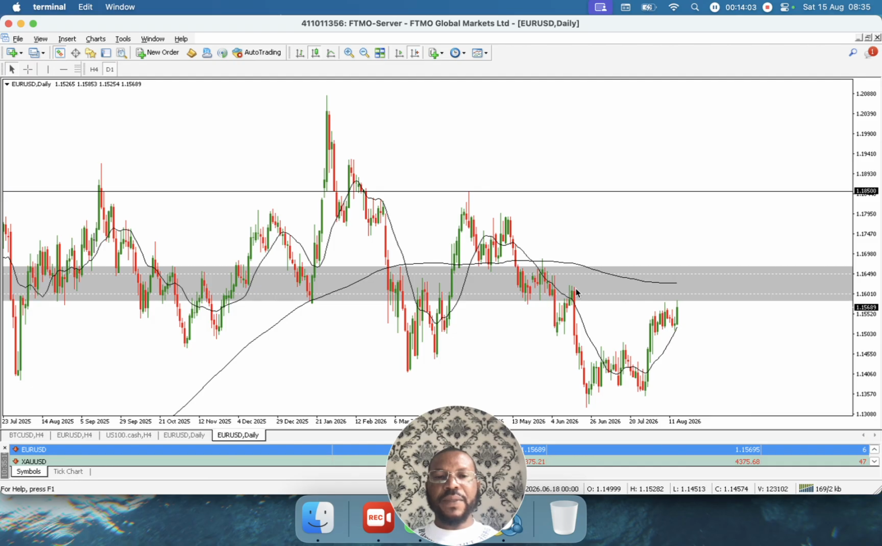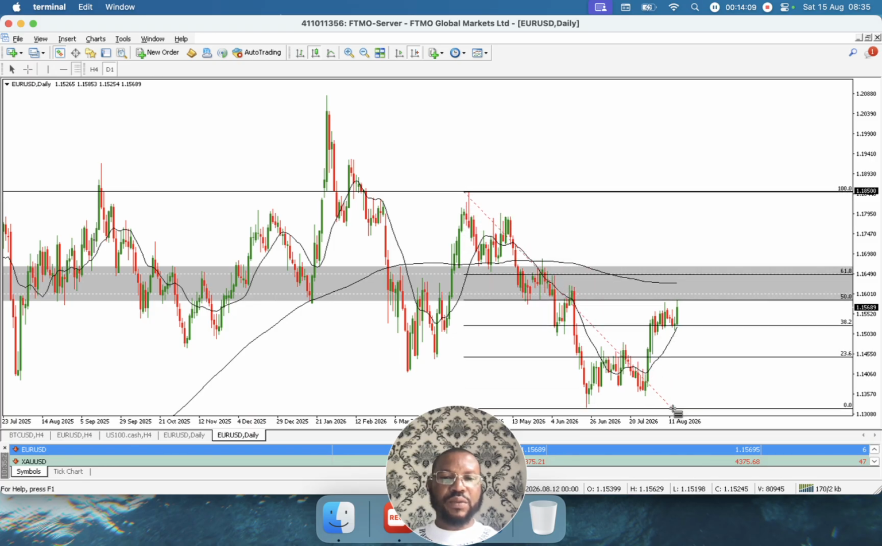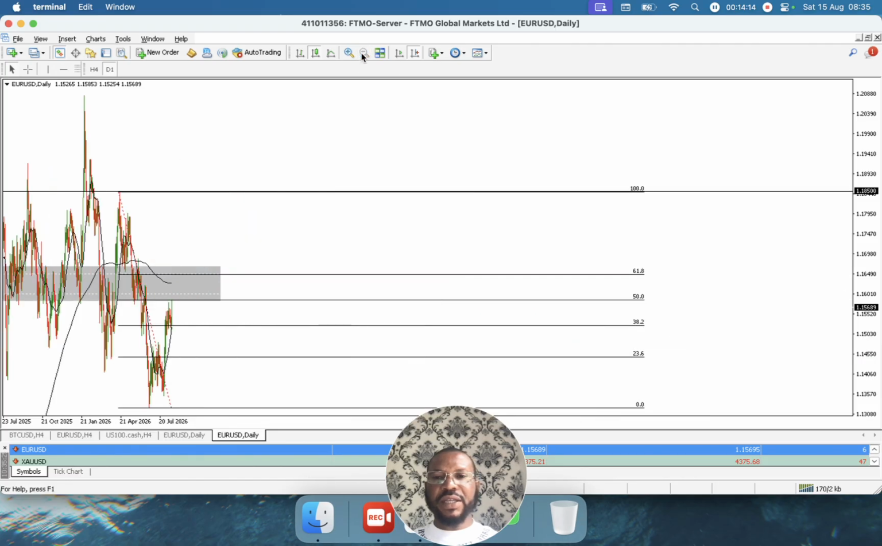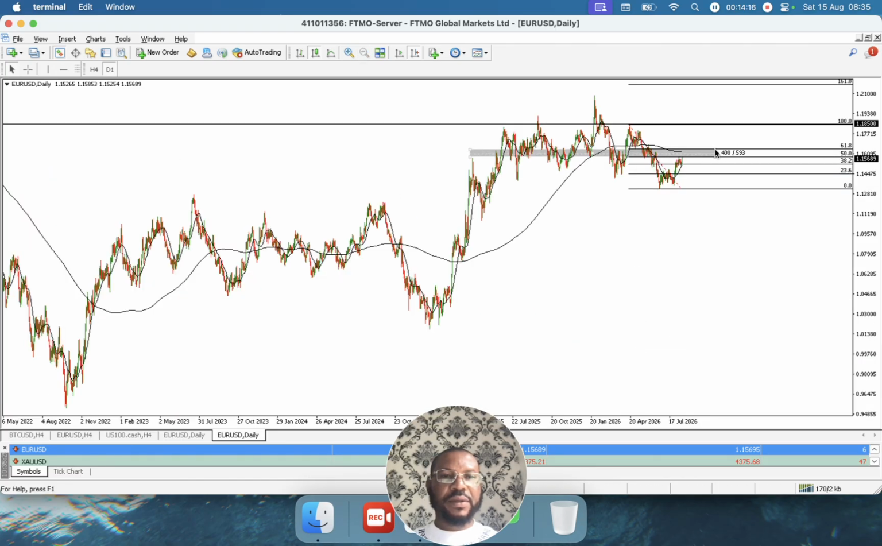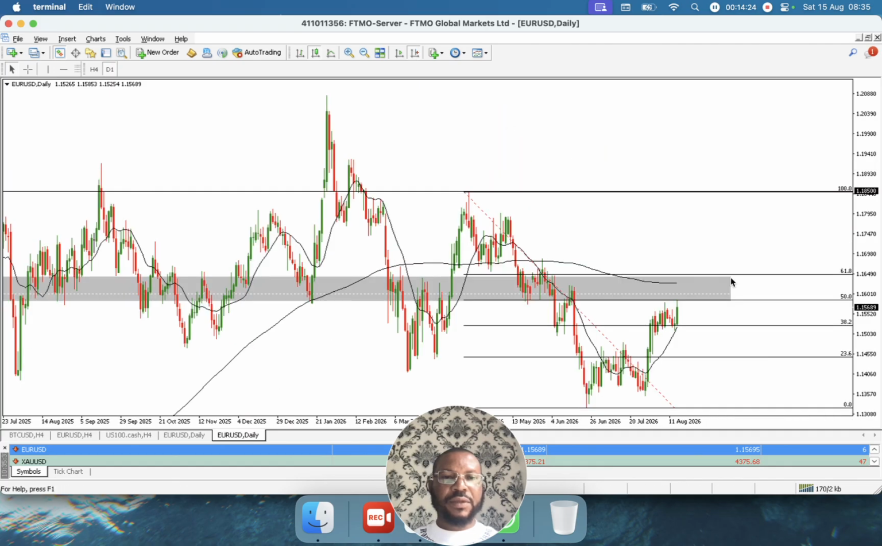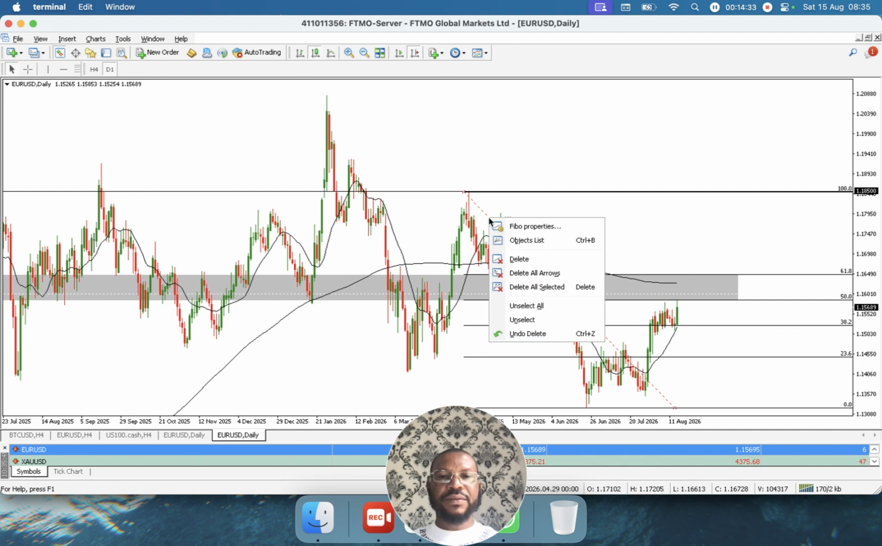Support here, resistance here, support here. If we take our Fibonacci from this swing high to this swing low, you can see that this area is in line with our Fibonacci 50 and 61.8. You can see that this area is a good Fibonacci area, good support area, good resistance area.